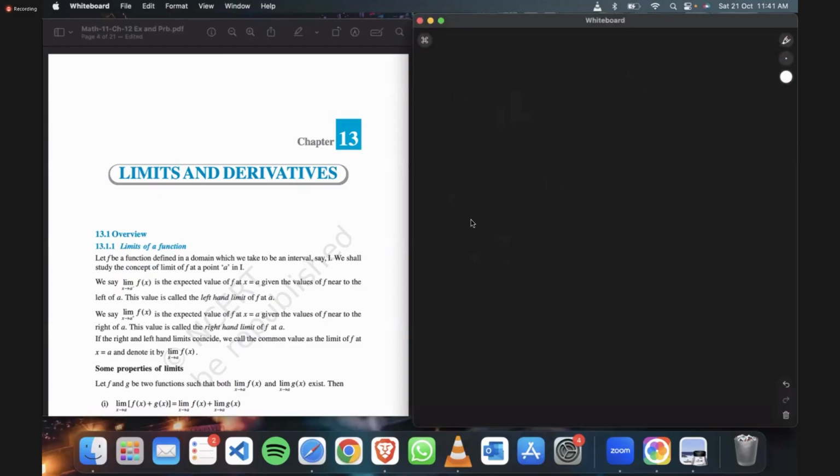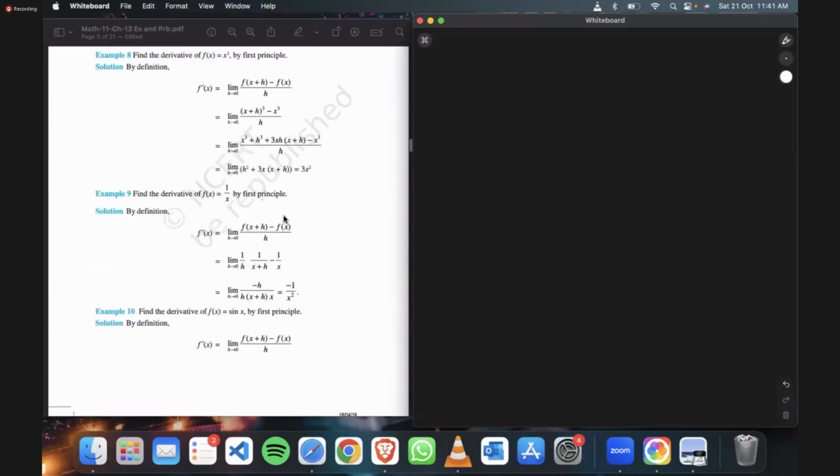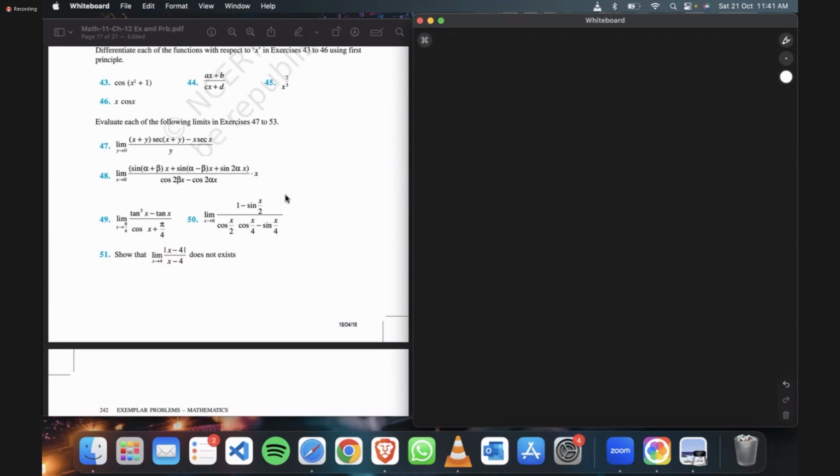So let's start. We were doing questions on limits and derivatives, and I had done till question number 47. Now I have to start from 48. So let's begin. Now we have to find the limit for this value. It's a big question. Let's see. So question number 48. What do I have here?